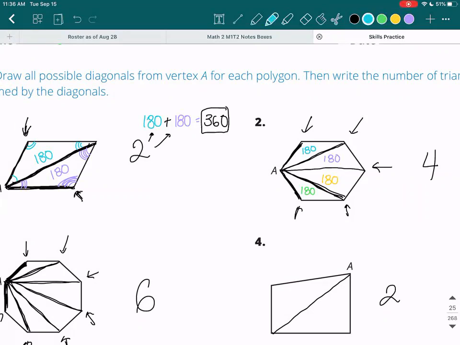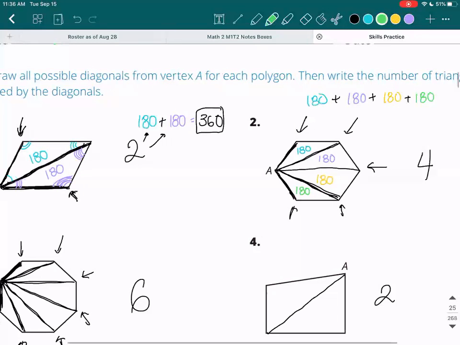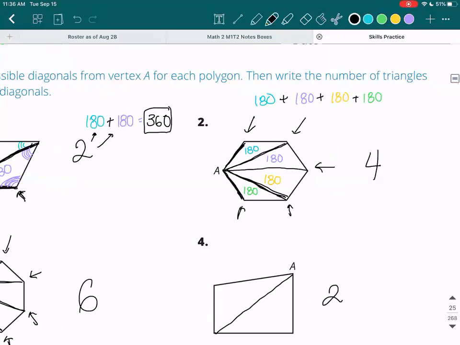Now we add it up. So we have 180 plus 180 plus 180 plus 180. Let me scoot over a little bit. Equals, anybody know what that equals?